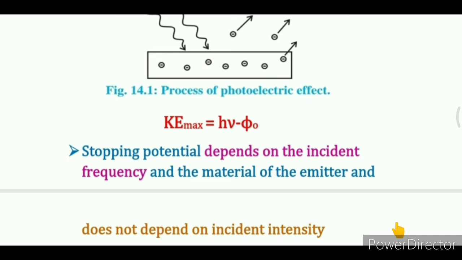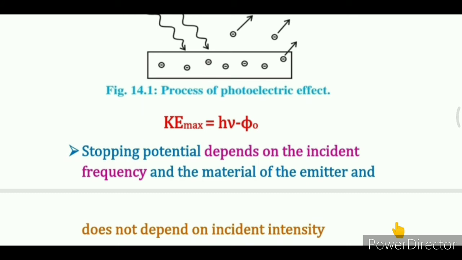Next, consider the kinetic energy at its maximum value. If the maximum kinetic energy is that of the most energetic electron at the emitter surface, and minus V naught is the stopping potential, then this electron will fail to reach the collector if the maximum kinetic energy is less than eV naught. We already discussed the relationship between the maximum kinetic energy and the stopping potential: the maximum kinetic energy is equal to eV naught.